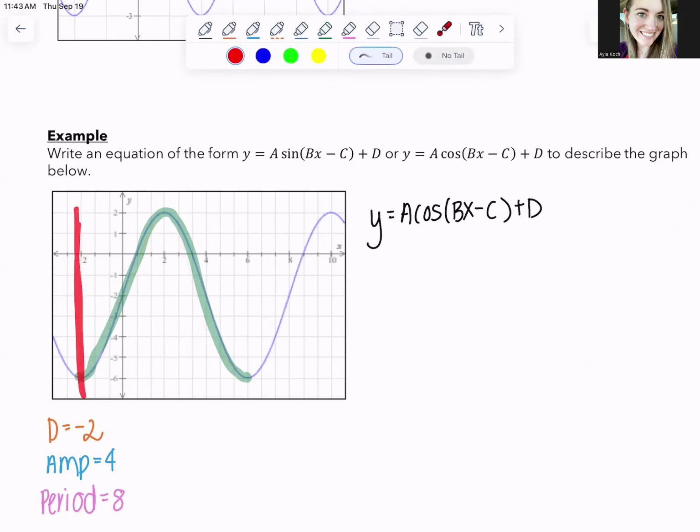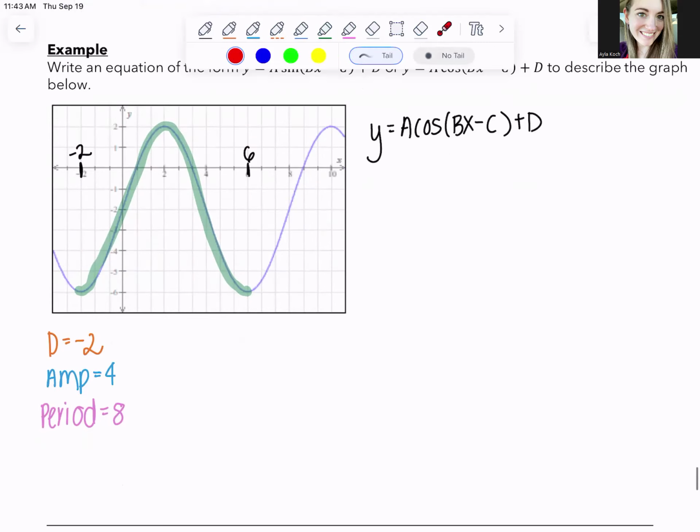This piece goes from -2 up to 6, which means the period is 8. It takes 8 units before it repeats itself. There is a phase shift here. The phase shift is equal to -2.